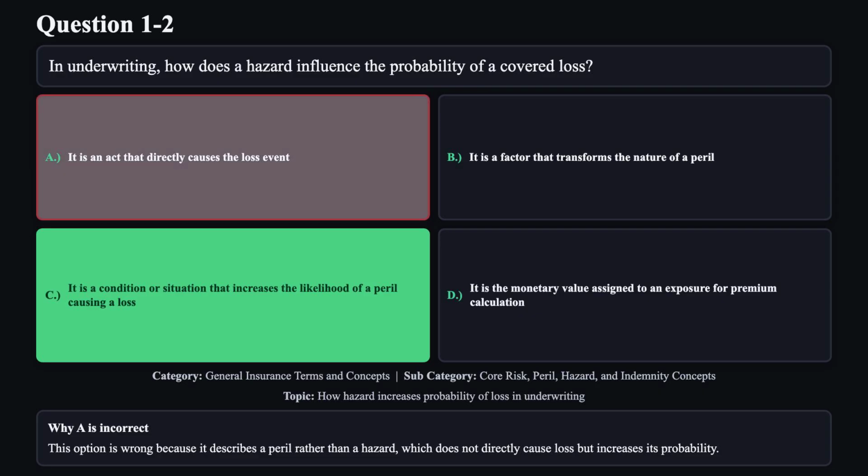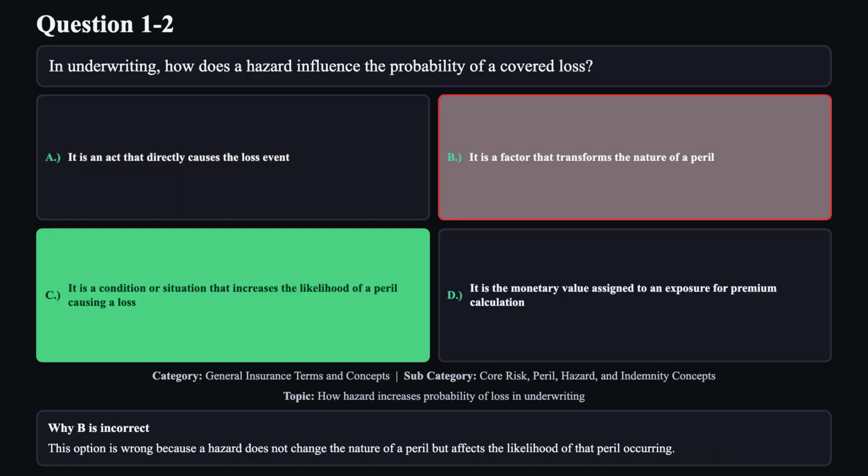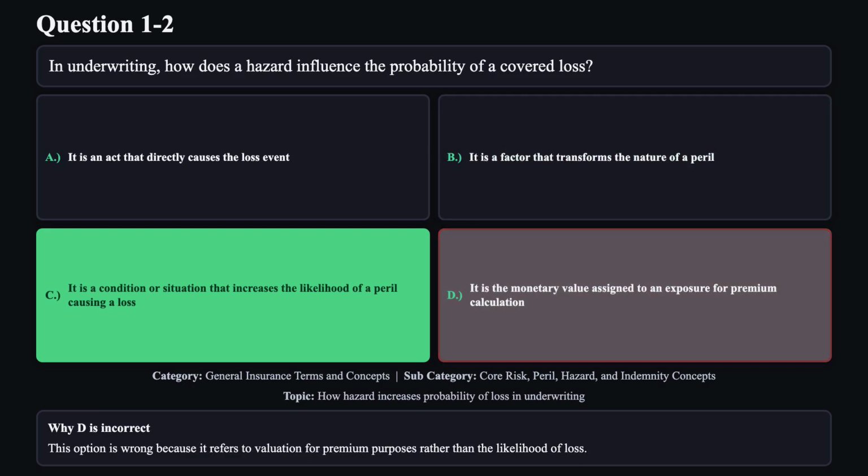Reason A is not correct. This option is wrong because it describes a peril rather than a hazard, which does not directly cause loss but increases its probability. Reason B is not correct. This option is wrong because a hazard does not change the nature of a peril, but affects the likelihood of that peril occurring. Reason D is not correct. This option is wrong because it refers to valuation for premium purposes rather than the likelihood of loss.